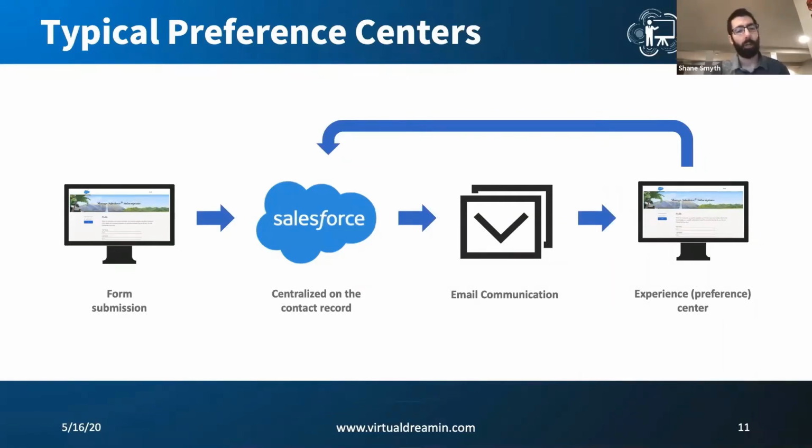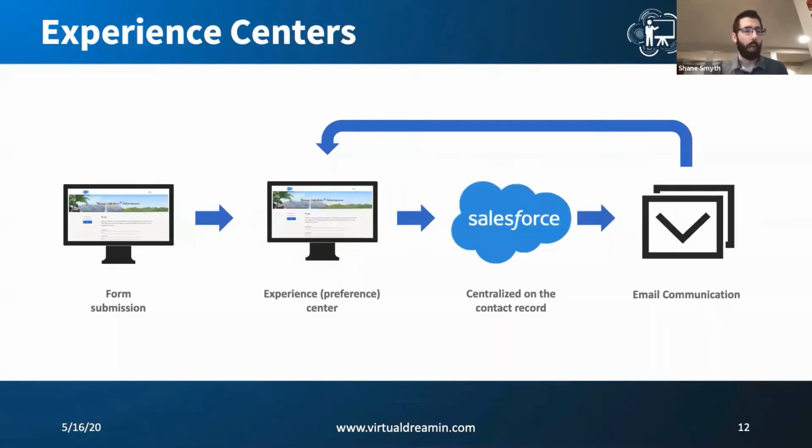We feel like there's a better way in Marketing Cloud and with Preference Centers in general. And we call it this Experience Center instead. So instead of waiting until the very end of the process, what we're thinking of is a form submission. The next thing you do is you drive them to this Experience Center. And then from there, you go to the database of record, you capture the information, and then you start sending the communication afterwards. And this is actually a much better way to allow your customers up front the ability to modify what they want to receive and how they want to receive it from you as the company.